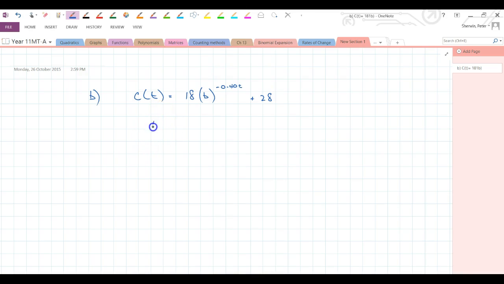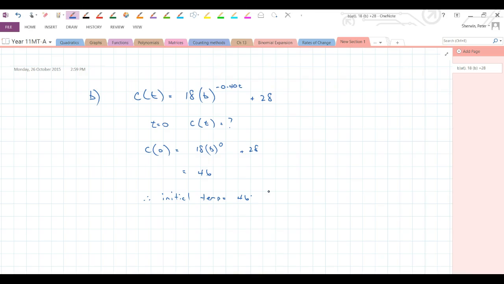So when t equals 0, we're not sure what C(t) is. We're going to have to put a question mark up there. So let's put it in. C(0), when t equals 0, is 18 times b to the power of 0, plus 28. When t equals 0, this power is 0, so that's going to make it easy for us because b to the naught is 1. 18 times 1 is 18, plus 28 is 46. So therefore, the initial temperature is equal to 46. That's somewhat warm.